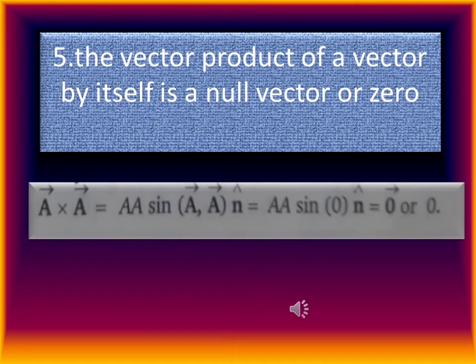Property number 5. The vector product of a vector by itself is a null vector or zero vector. That is, vector A cross vector A is equal to A into A sin of the angle between the vectors, n cap. Then what is the angle between them? We have the same vector here, so like property number 4, the angle between these two vectors, that is the same vector only, will be 0. By substituting the angle 0 there, we will get A into A sin 0 n cap. So sin 0 is equal to 0, so we will get 0 vector.